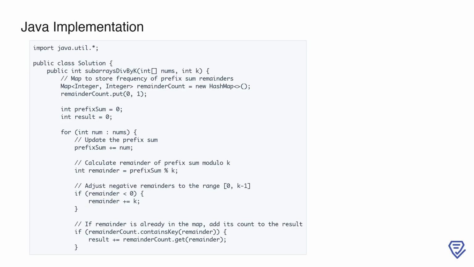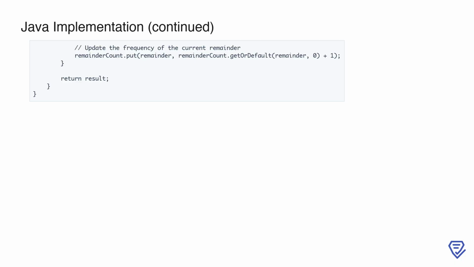At this point, if the current remainder already exists in the map, it means there are subarrays ending at the current index whose sums are divisible by k. We increment our result by the frequency stored in the map for this remainder. Now, we update the frequency of the current remainder in the hash map. If the remainder is already present, we increment its count, otherwise, we initialize its count to 1 using the getOrDefault method. This ensures that the map accurately reflects the number of times each remainder has occurred up to the current index. After processing all the elements in the array, the variable result holds the total count of subarrays whose sums are divisible by k. Finally, we return this result as the output of the method.